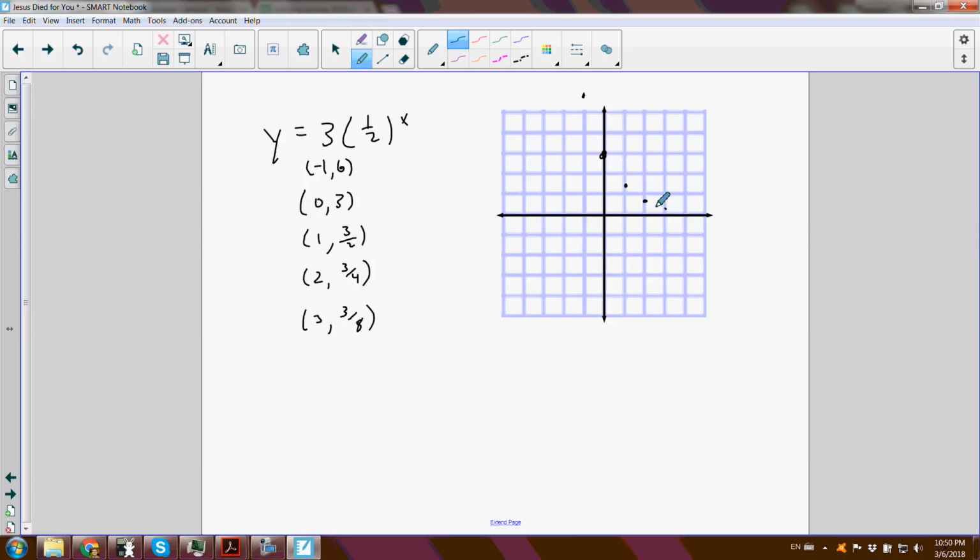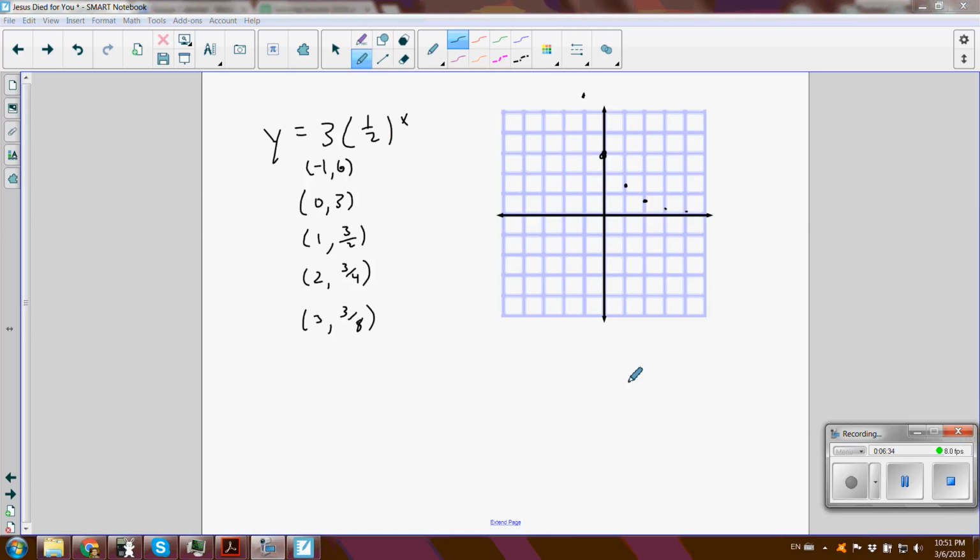The higher x gets, the smaller y gets, the closer to 0 y gets. And that's an example. That's some basics of exponential decay. And it happens whenever the base of the exponent is less than 1, because multiplying by a number less than 1 causes a decrease.